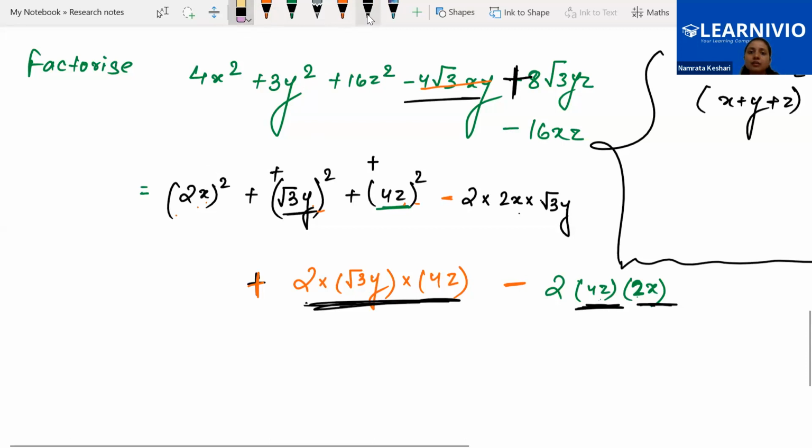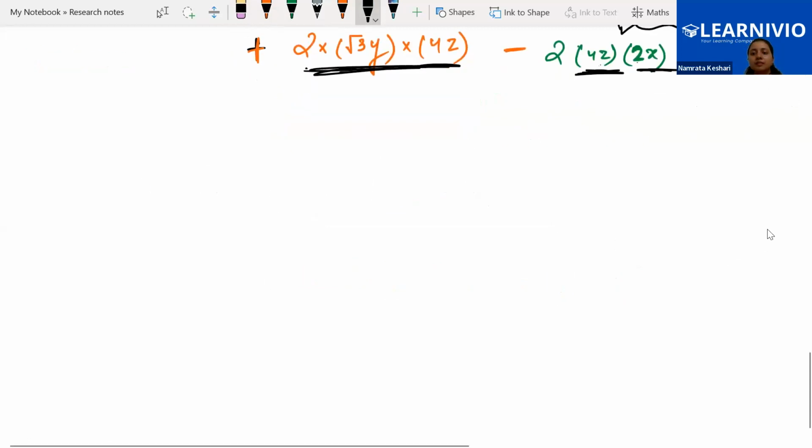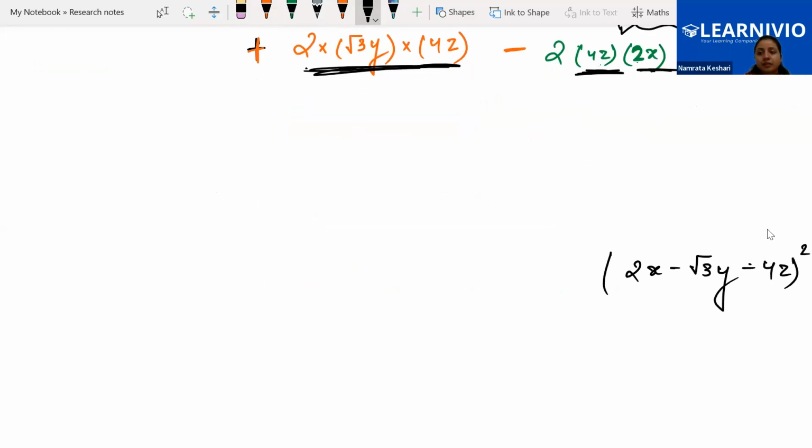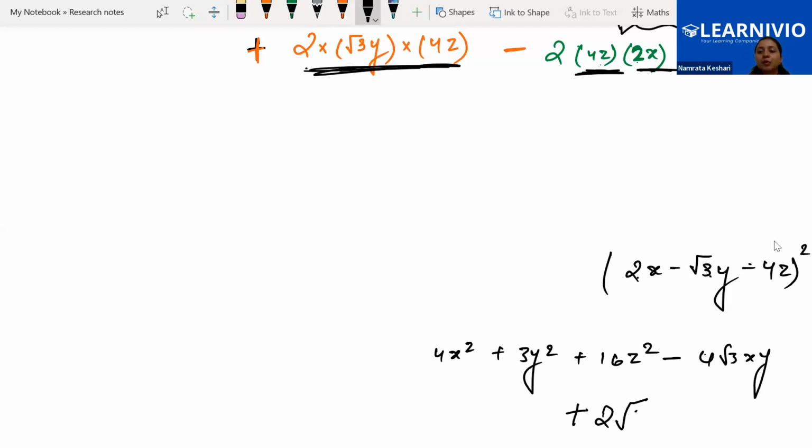No, actually, you tell me, I will check whether that is possible or not. Yes, ma'am. I've taken 2x as positive while under root 3y and 4z are negative. Okay, let's check it. A square, that means 4x square. B, the second term, squared is 3y square, 16z square. 2ab, yeah, it will come out as a negative, negative 4 root 3xy. 2bc, yeah, it will come out as a positive. Yes, I can see this is also one of the possible cases.